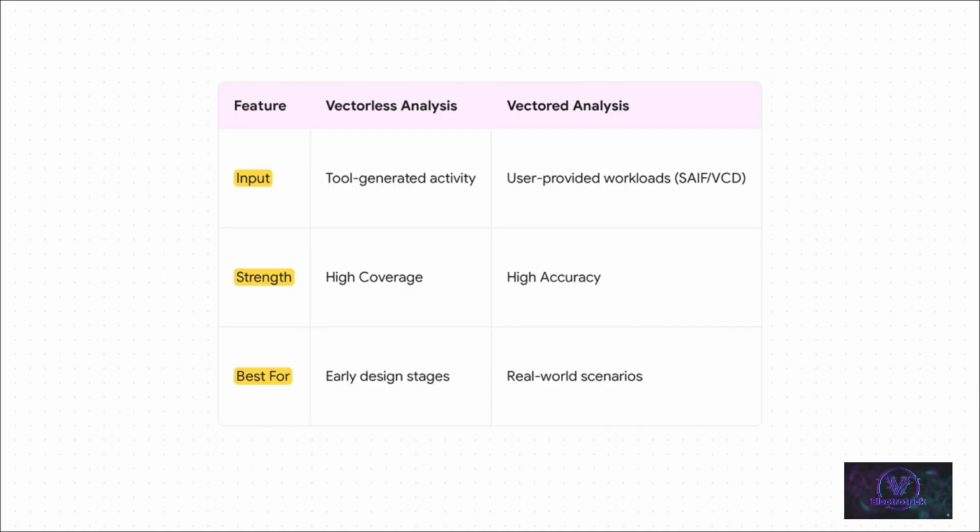First up is vectorless analysis. This is where the computer tool itself just goes wild, generating millions of hypothetical what-if scenarios to try and find weak spots. It's awesome for getting broad coverage early in the design process. And then you have vectored analysis.